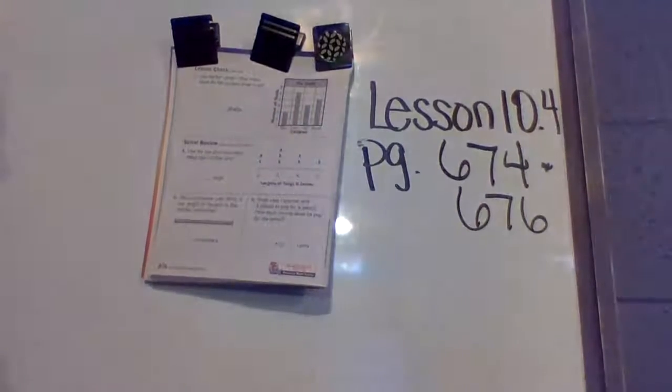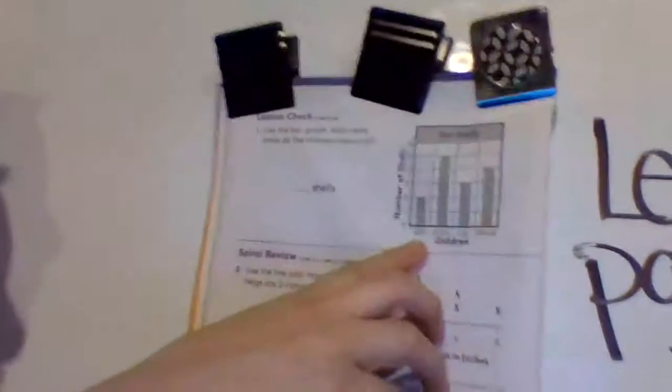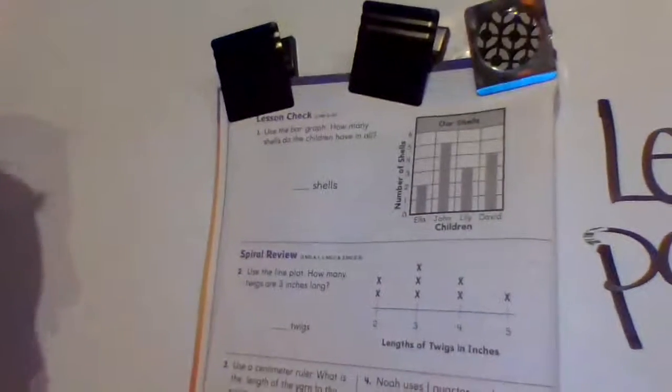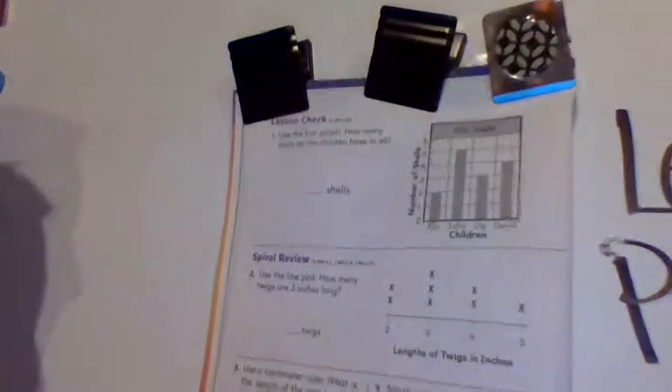All right. Use the bar graph. How many shells did the children have in all? So we have a bar graph here. This tells us the number of shells that they have. Picture going to the beach and collecting those seashells. So these children, Ella, John, Lily, and David, they all collected a different amount of seashells. Well, they want to know how many they have in all. So we have to add up all of the amounts together to find out the total amount of seashells.